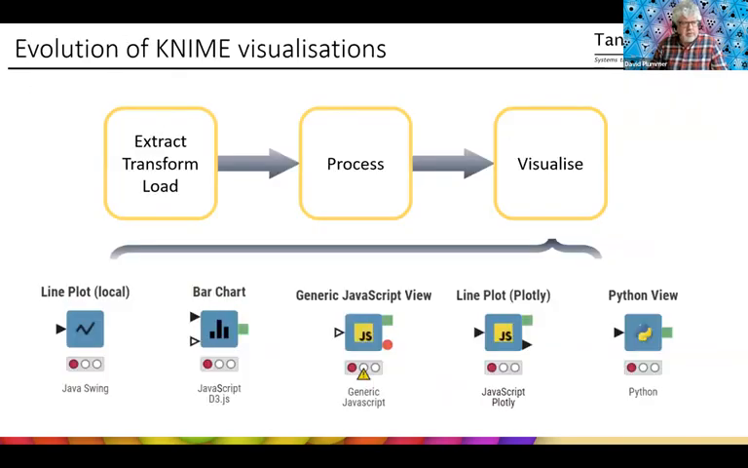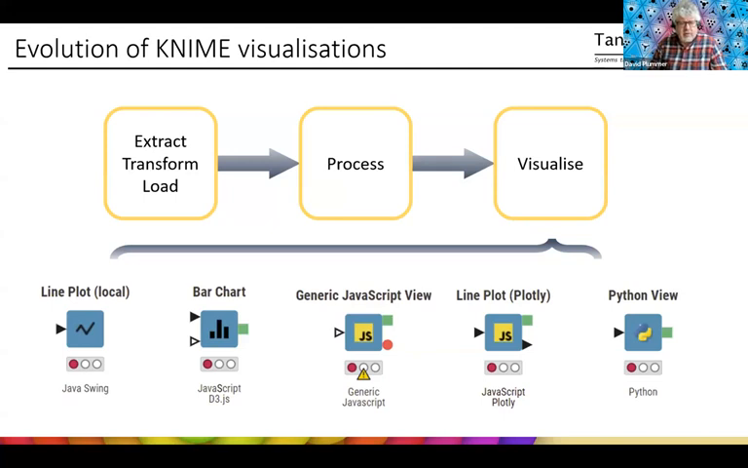In terms of the typical process, there's extracting, transforming, loading data, some analytical processing, and then visualizing, which is what I'm talking about today. Historically, KNIME started out with some Java Swing-based visualization nodes. Those started to develop and become a little bit more sophisticated over time, and there's a couple of steps here in terms of nodes you will see within the KNIME component toolkit. And what I'm talking about today is the Python view nodes.